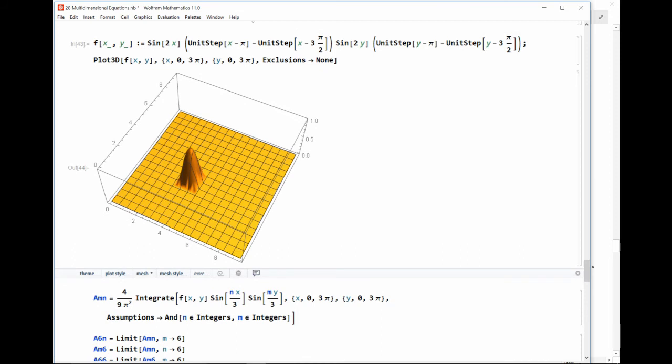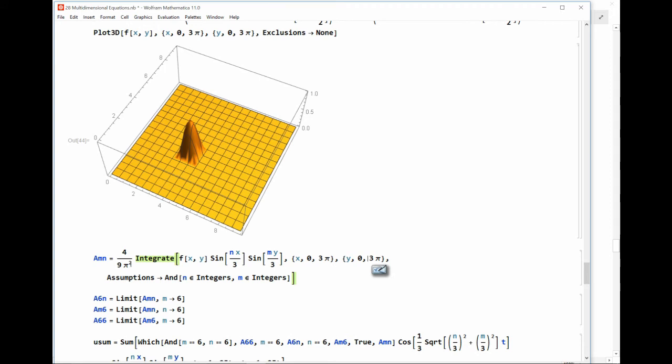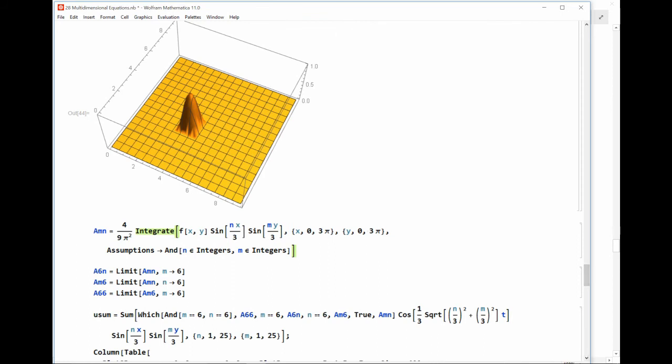Then I'm computing coefficients a_mn. Coefficients b are going to be 0 because the function g is 0. Integrate from 0 to 3 pi in both x and y. I get sine of pi n x over 3 pi, so pi and pi cancel out. That's why I have nx over 3 right here. T over a and t over b end up being t over 3 pi squared, so it's 4 over 9 pi. And that's how I get my coefficients a_mn.